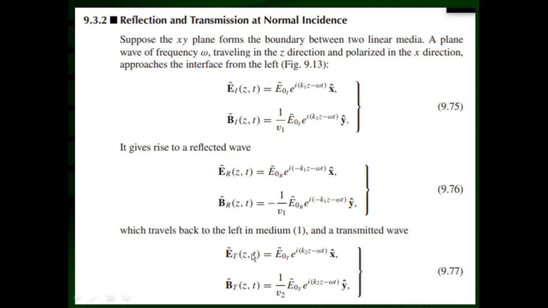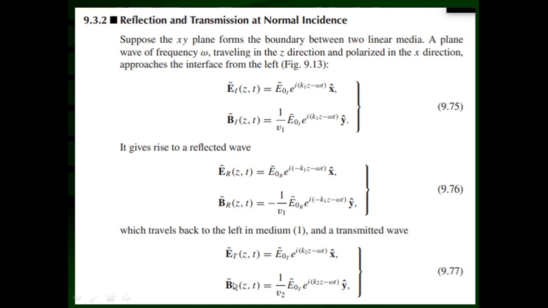Now we write the equation for the transmitted waves. The electric field of the transmitted waves, Et, is a function of z and t because it is still propagating in the z direction. Its amplitude is E0t, times e raised to i k2z, where k2 is the value in medium 2. It is propagating in the positive z direction, so there is no minus sign: k2z minus omega t. The electric field remains in the positive x direction only.